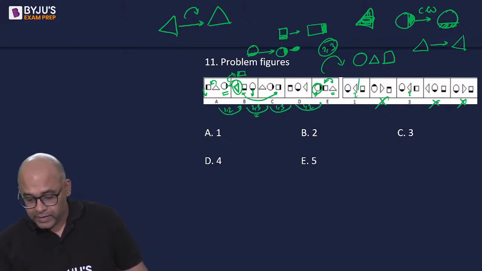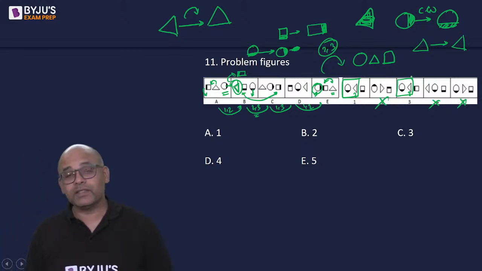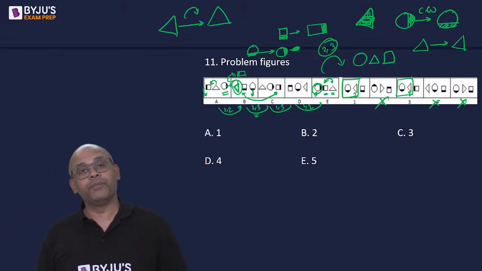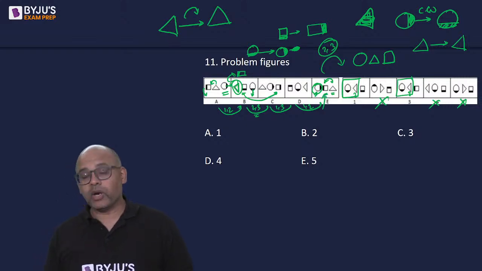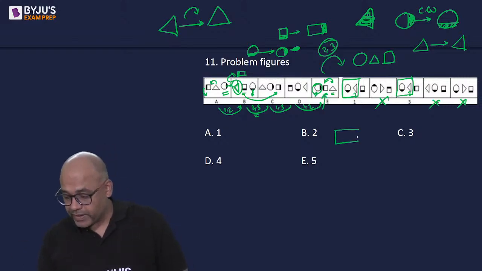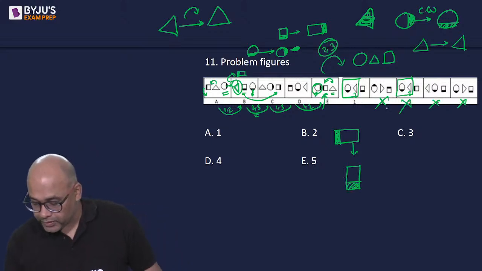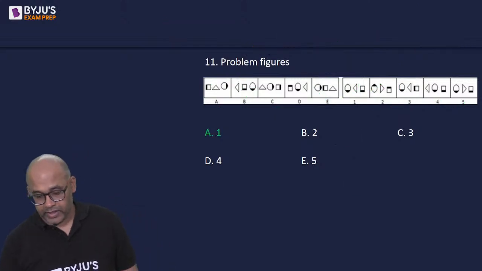So you can see this part is same for both. Now the only difference is this one. This should also move in the counterclockwise. So counterclockwise means it is like this. Now this counterclockwise should become like this. Therefore, this is gone and this is correct. Option A is the correct answer.